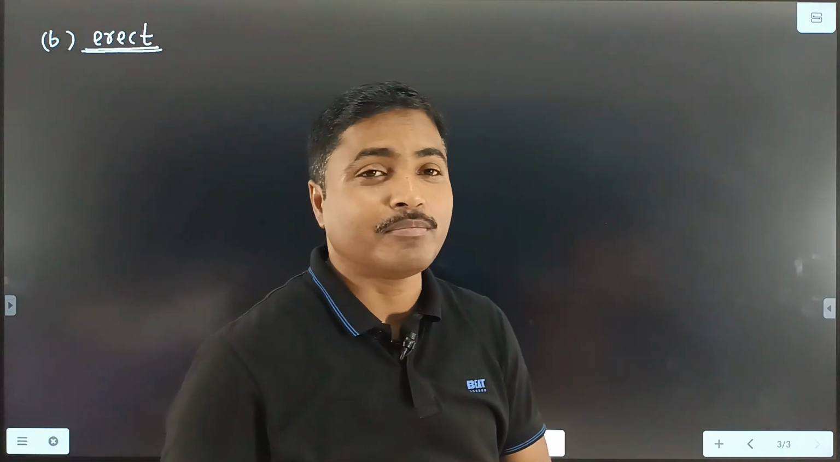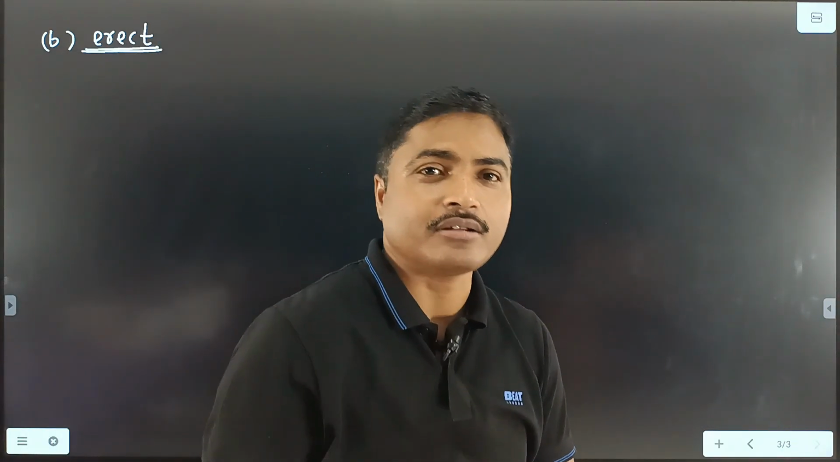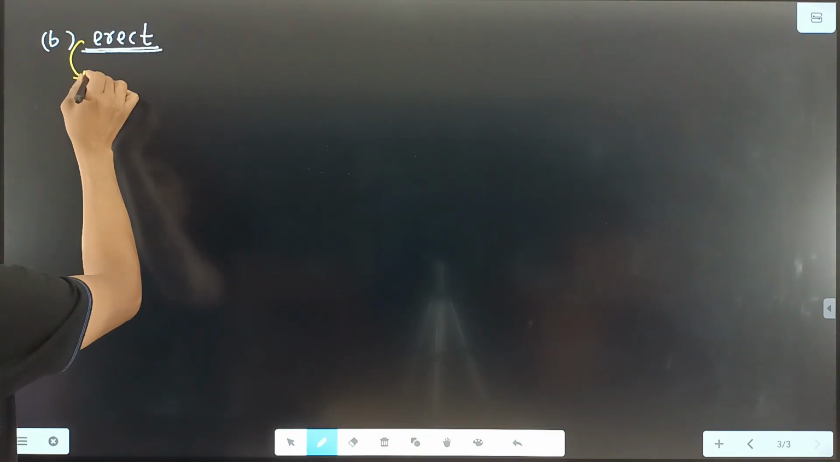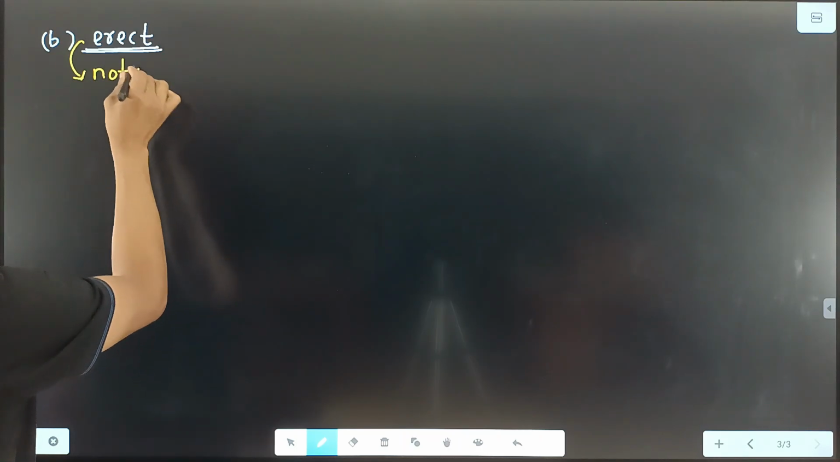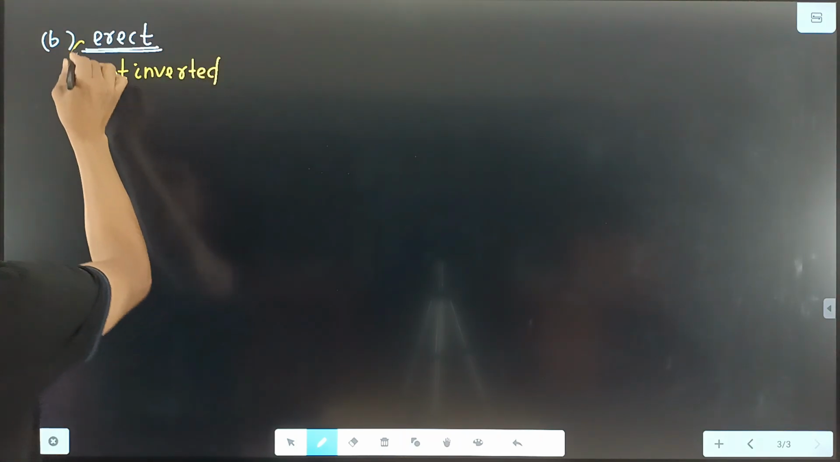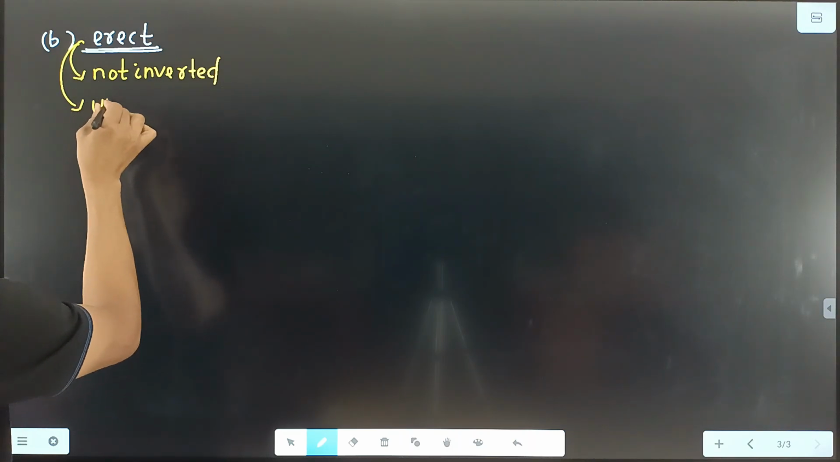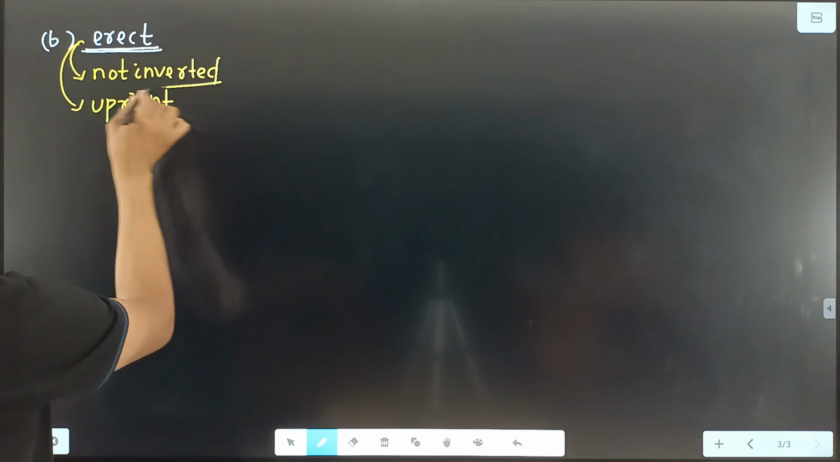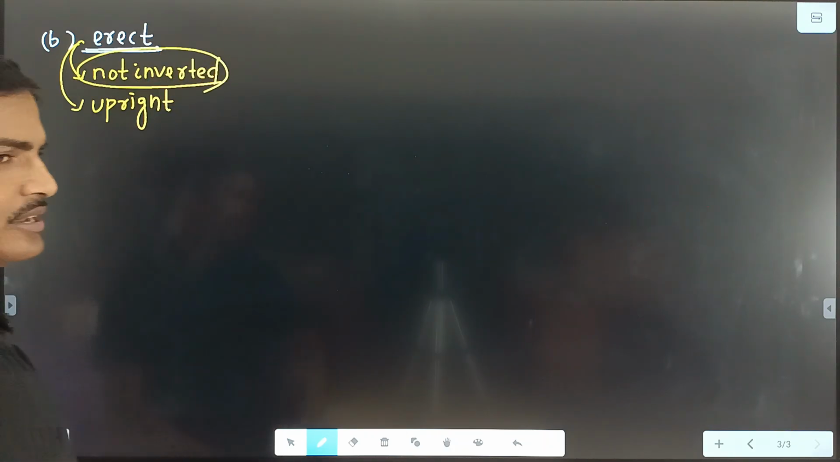Image formed by a plane mirror is always erect. What is the meaning of erect? Erect means not inverted. That is, not inverted. Clear? That means upright. If not inverted, that is known as erect.